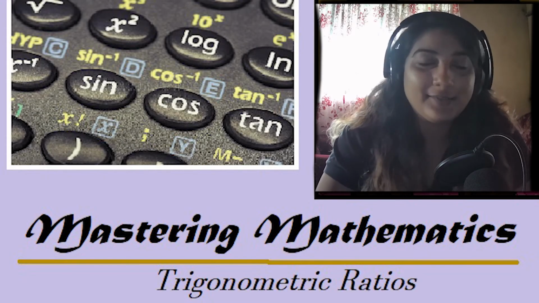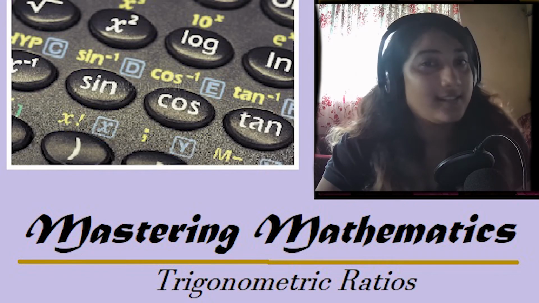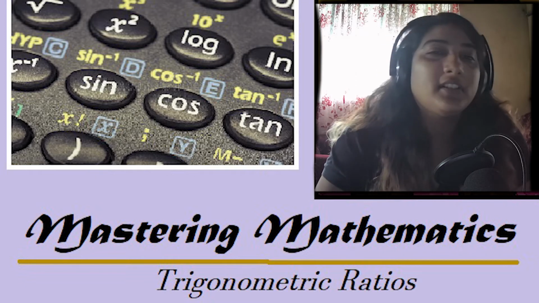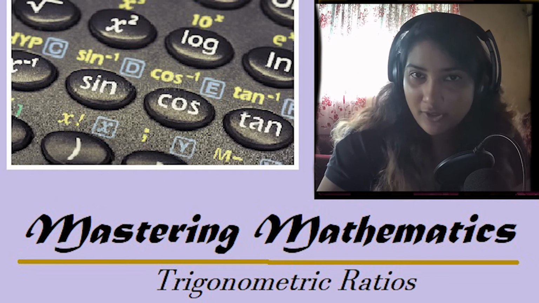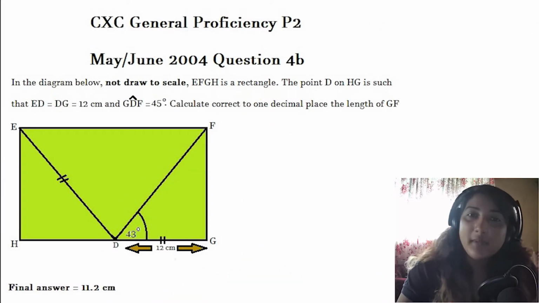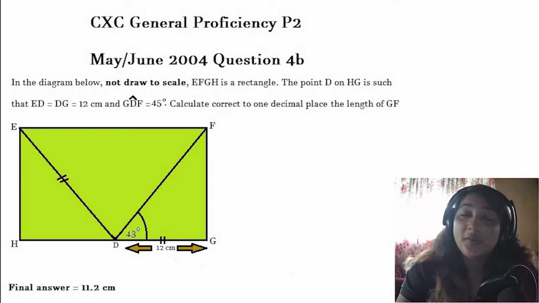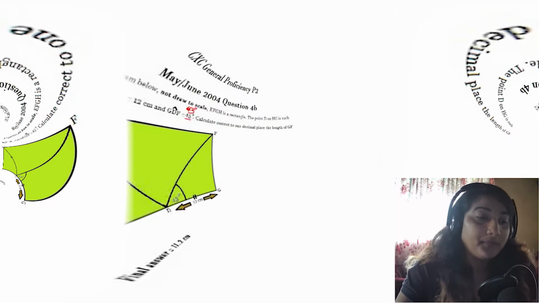Hey everyone, it's Danielle from Mastering Mathematics, and in today's tutorial, we're going to be looking at a past paper problem where we are going to be using a trigonometric ratio. This particular past paper problem is taken from the General Proficiency Paper 2. We're looking at the May-June 2004 question, and we're looking at 4B.